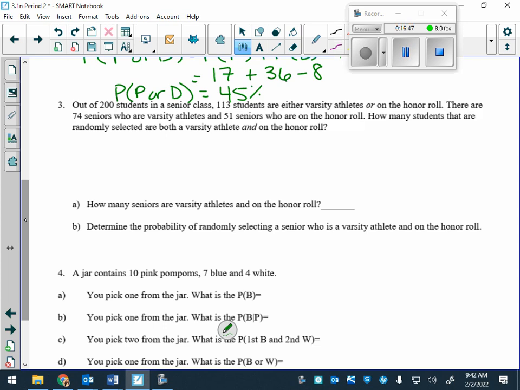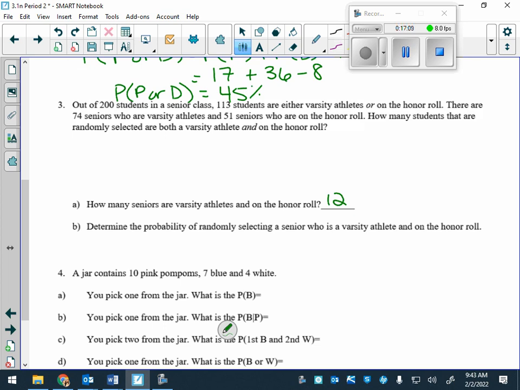How many students that are randomly selected are both varsity athletes and on the honor roll? So, how many seniors are varsity athletes and on the honor roll? What did we get? Yeah, Grant. 12. How many of you did get 12?